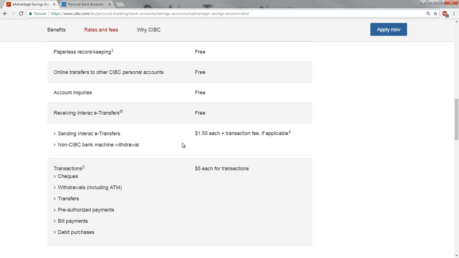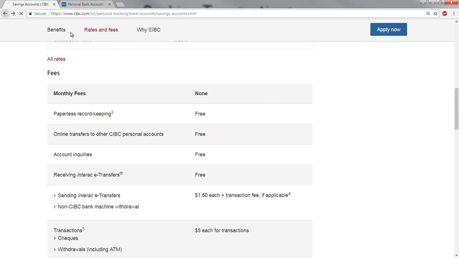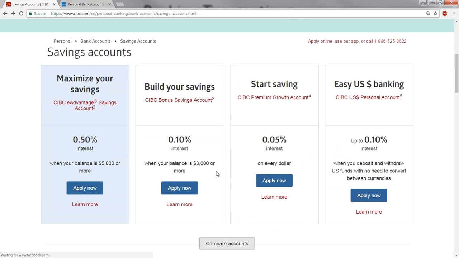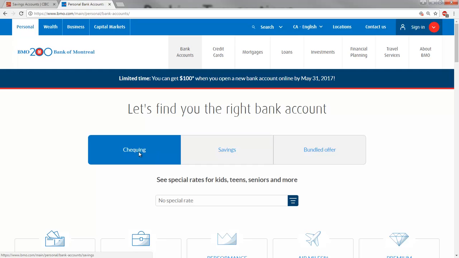If you're sending an Interac e-transfer, it's $1.50 per transaction. If you want to write a check, and as a savings account it's not designed to write checks, they're charging you $5 for each of the transactions here. So it's not completely free, depending on what you're doing with it. And there are other options here too. Most of these are savings accounts, but they do offer a very small amount of interest. We take a look at the Bank of Montreal one.